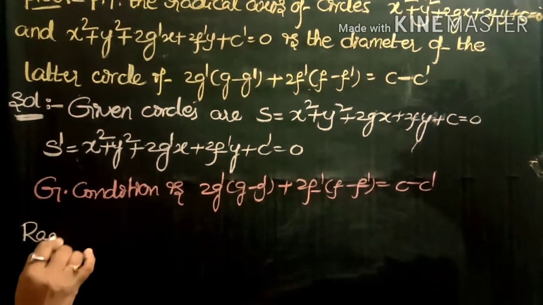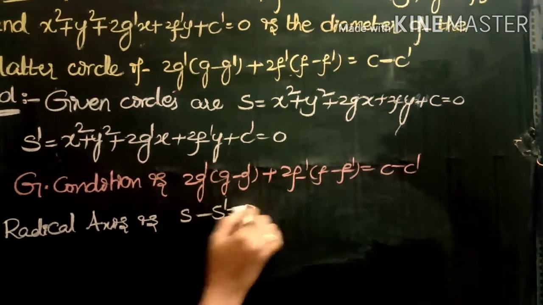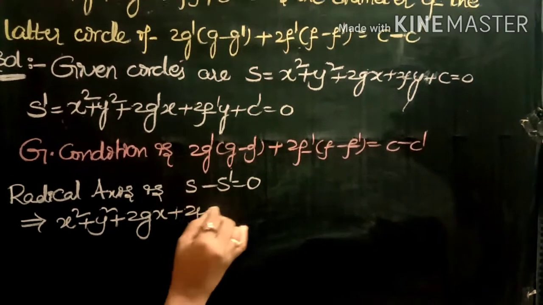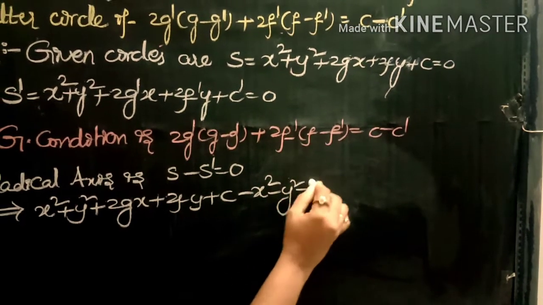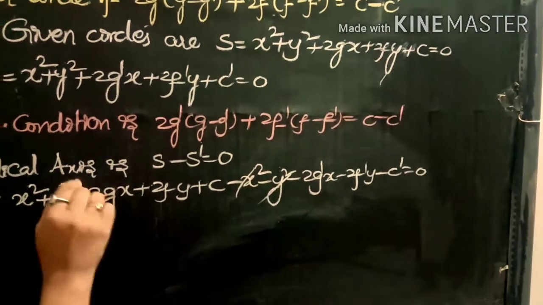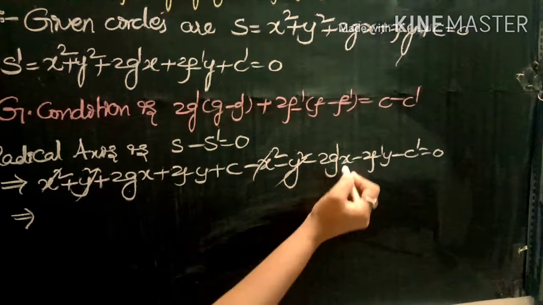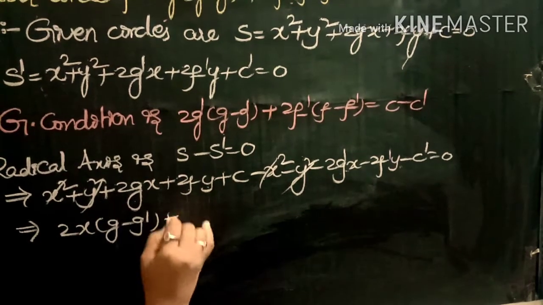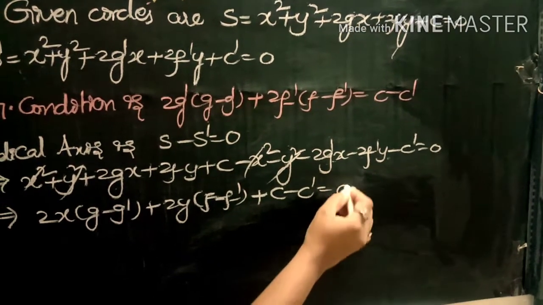So the radical axis is S − S' = 0. That is, x² + y² + 2gx + 2fy + c minus all those values of S', that is minus x² minus y² minus 2g'x minus 2f'y minus c' = 0, which implies, now x² and y² get cancelled. Taking 2gx and 2g'x, 2x common, 2x(g − g'), and 2fy and 2f'y, taking 2y common, 2y(f − f'), plus the constant c − c' = 0. Now this is the radical axis.